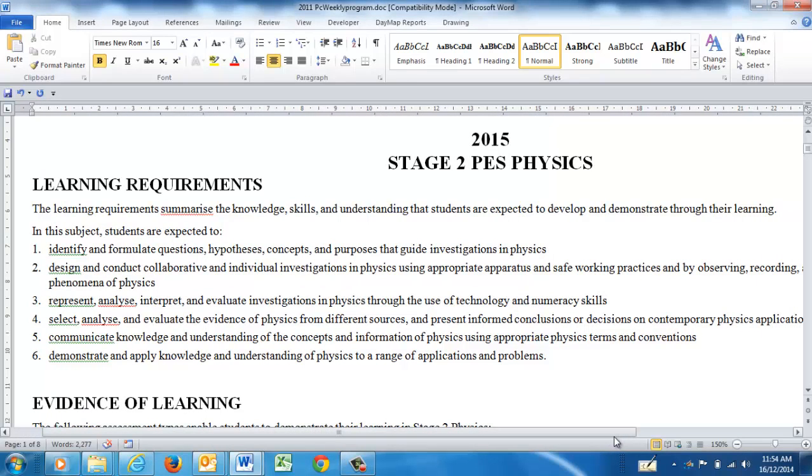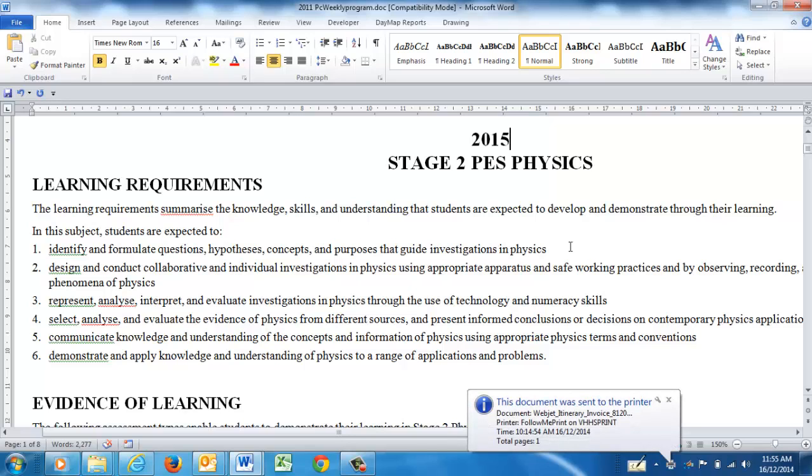So if you're thinking about the expectations of the subject, students are expected to do the following things: identify, formulate questions, hypothesize, understand concepts and the purpose, and obviously investigate physics. Obviously it's a bit structured this year, but ideally that's what you would do as a physicist in the real world. So you'll need to design and conduct collaborative and individual investigations in physics.